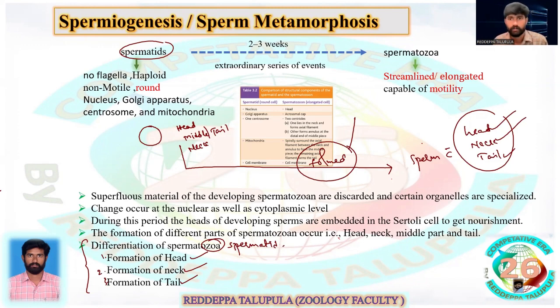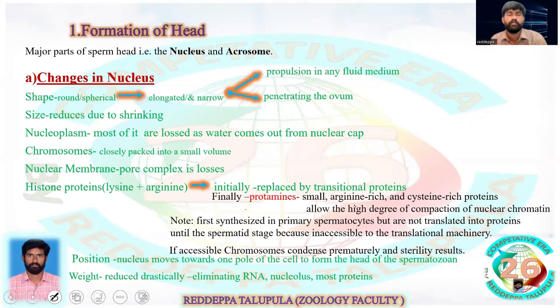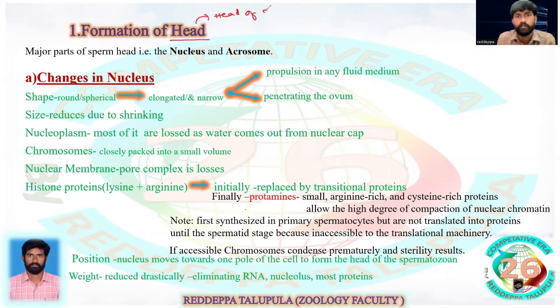Let us see. Formation of head. See, the head of sperm contains nucleus plus acrosome. Whatever changes happen during the formation of the nucleus and during the formation of the acrosome, those two events compose the formation of head. Okay. Now, changes that happen in the nucleus.